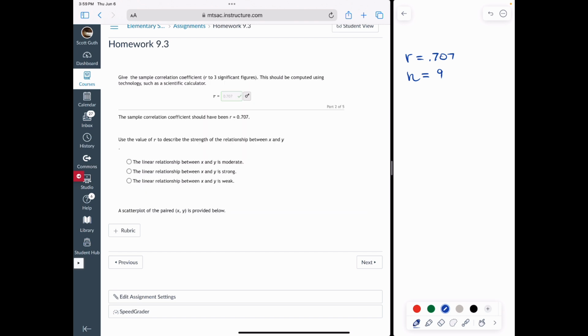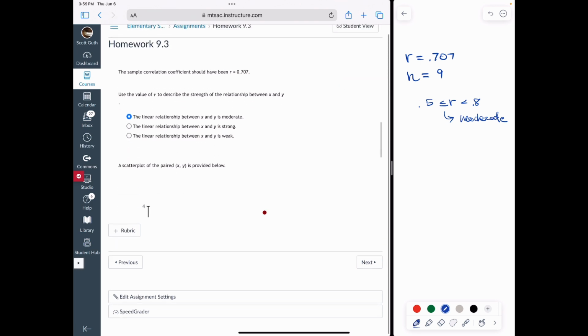That's 9 data points. So now we're going to just describe how strong the relationship is between X and Y. And so again, this is toward the end of the 9.1 notes, but we said that whenever R is between 0.8 and 0.5, we call this a moderate relationship. Not real strong, but not weak either. So I'll go ahead and pick that it's moderate. That's the first choice up here.